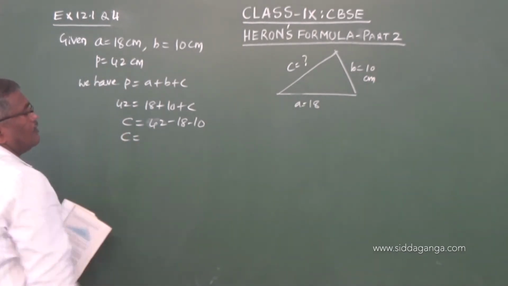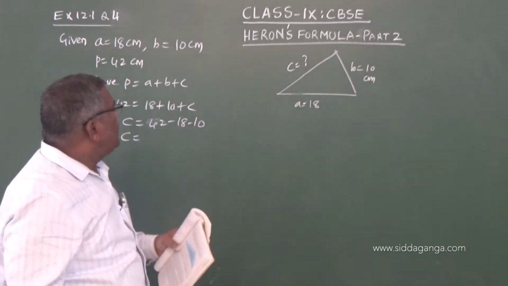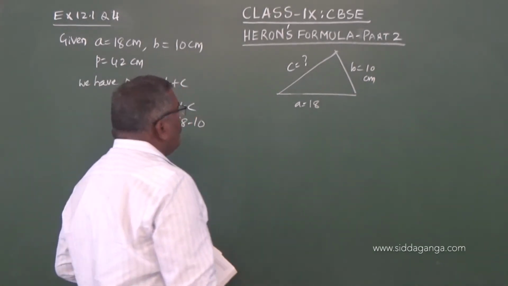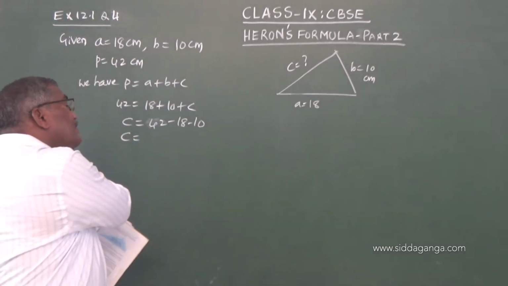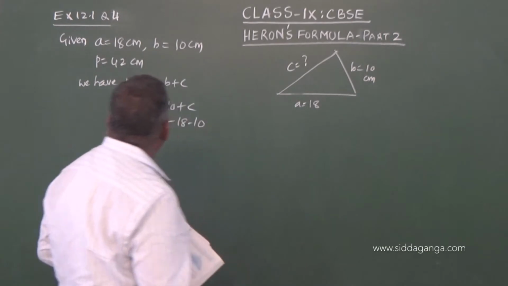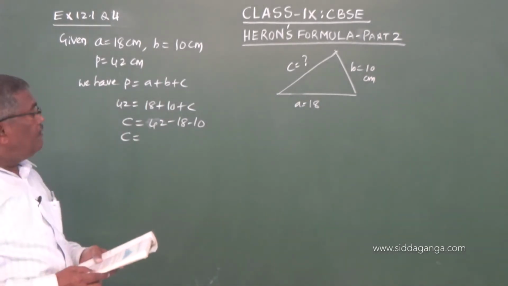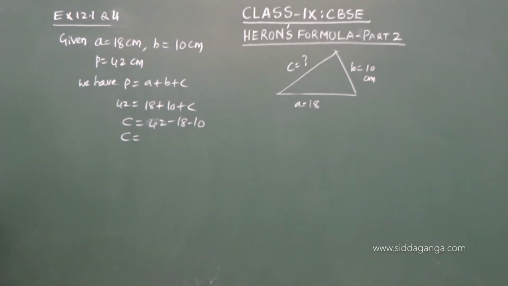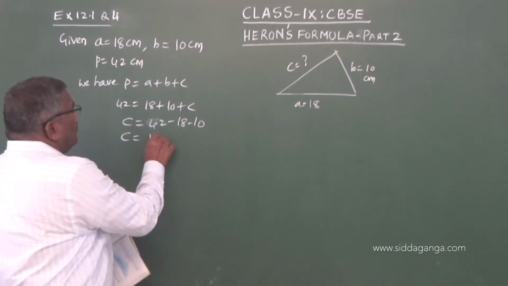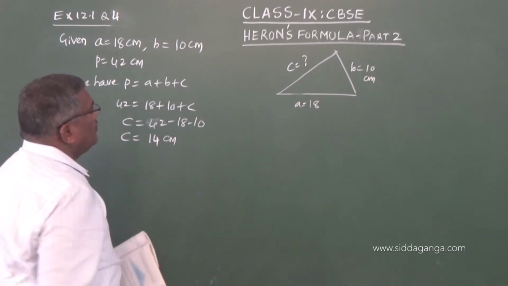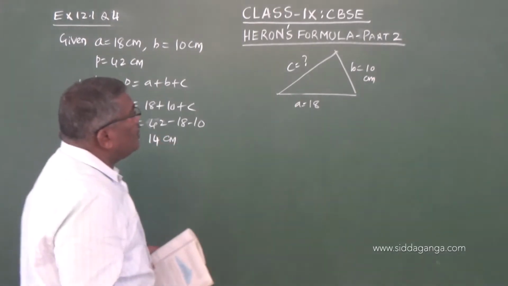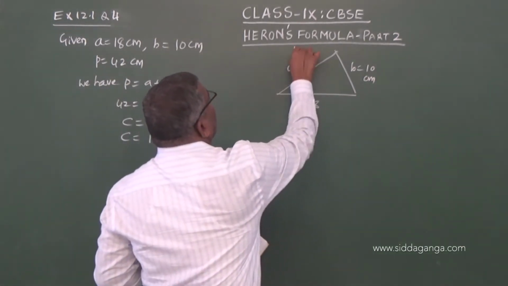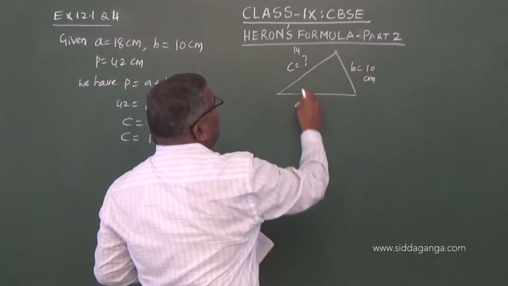So C we will get 42 minus 28. You will get the value of C. So therefore it is 14 centimeter. This is 10, this is 14 and this is 18.